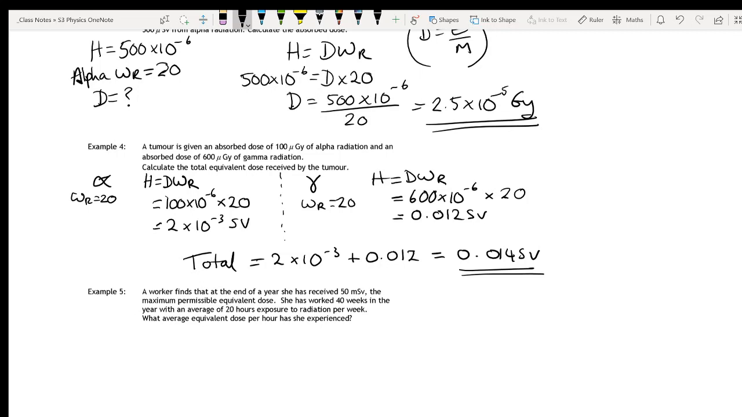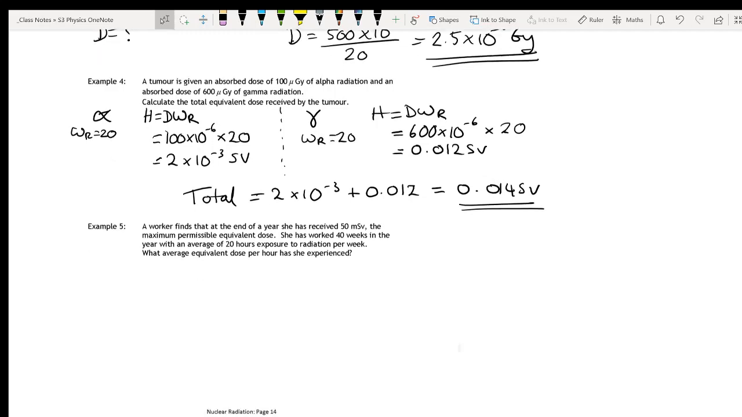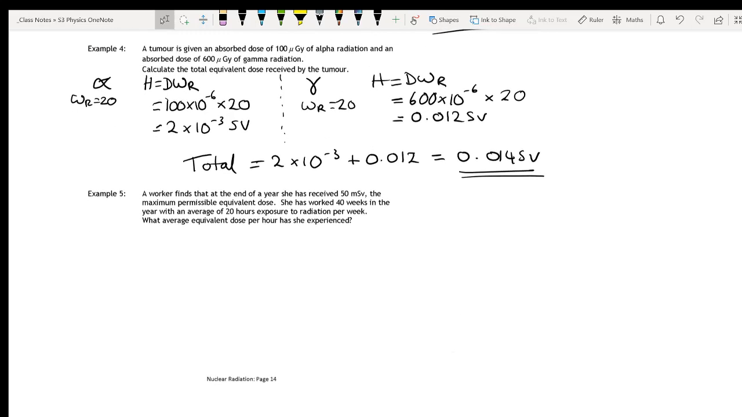Okay. Last one. A worker finds that at the end of the year, she's received 50 millisieverts. So milli is times 10 to the minus 3. The maximum permissible equivalent dose. She's worked 40 weeks in the year with an average of 20 hours exposure to radiation per week. What average equivalent dose per hour has she experienced?